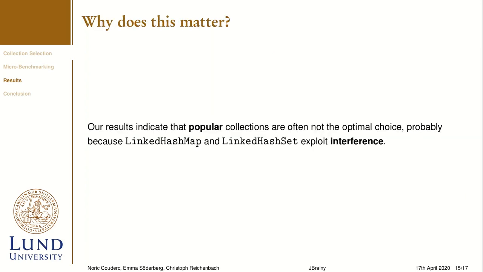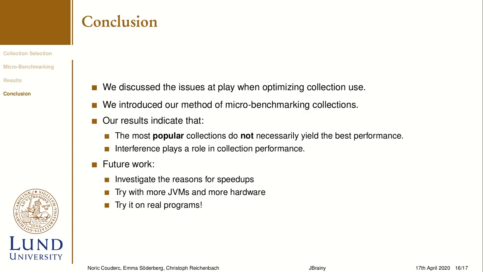Okay. So why does this matter? Well, our results indicate that popular collections are often not the optimal choice, probably because LinkedHashMap and LinkedHashSet exploit interference, which is interesting. Now, what did we do? So we discussed the issues at play when optimizing collection use. We introduced our methods of microbenchmarking collections, and our results indicate that the most popular collections do not necessarily yield the best performance, and that interference plays a role in collection performance.